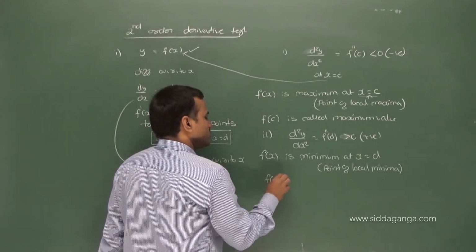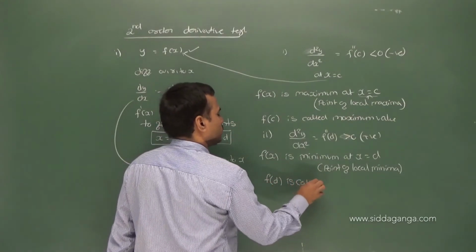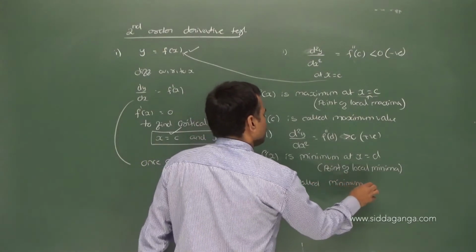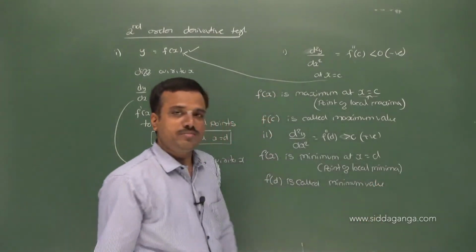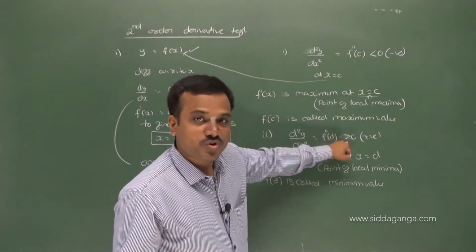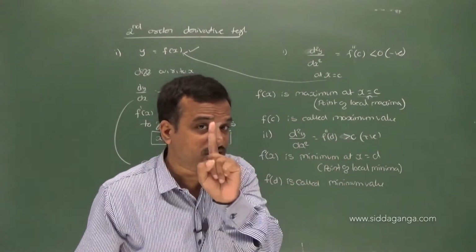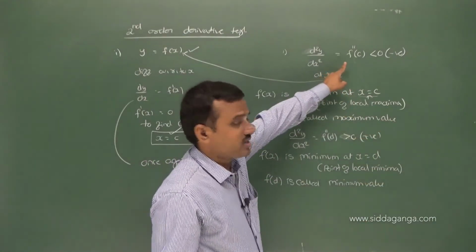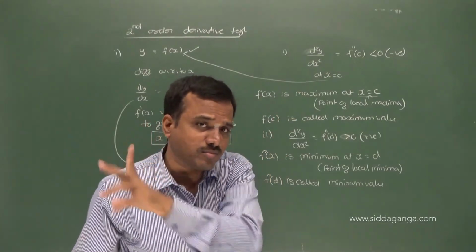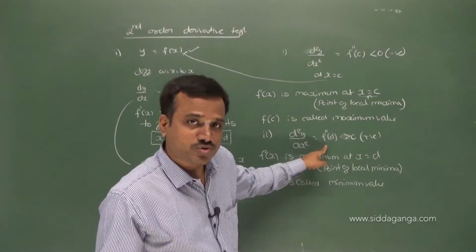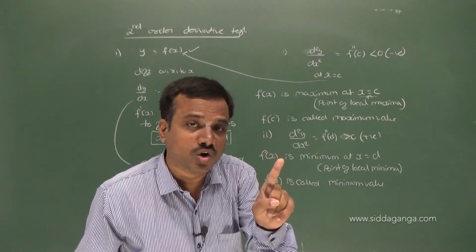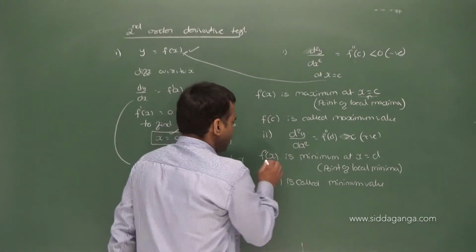So f of d is called minimum value. F of d is called what? Minimum value. If it is negative, it is maximum. If it is positive, it is minimum. This is very, very important. If the second order derivative is negative, then that point we call it as point of maxima. If the second order derivative is positive, that point we call it as what? Point of minima.